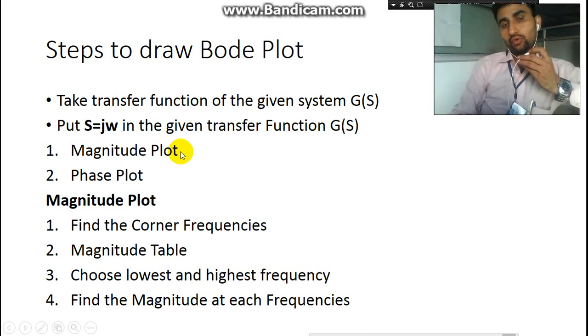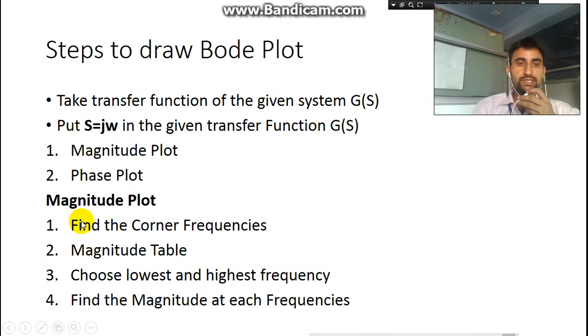Now, Bode plot has two parts: magnitude and phase plot. Actually, on a similar semi-log graph sheet, we'll plot both the magnitude as well as the phase plot. So first of all, we'll see the magnitude plot. Under the magnitude plot, the first step is to find the corner frequency. We'll later discuss what the corner frequency is. Then we'll draw a magnitude table that will decide the slope and all those things of that plot, and then we'll choose the lowest and highest frequency apart from the corner frequencies.